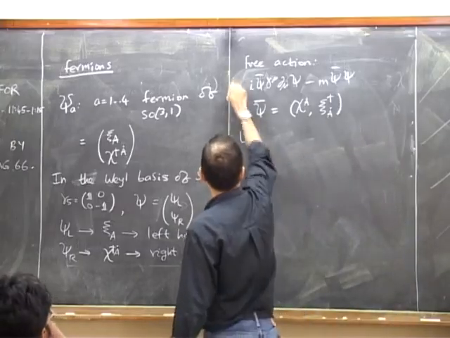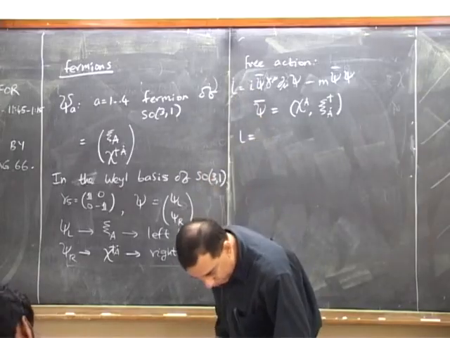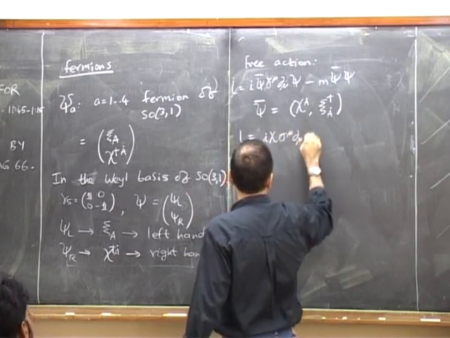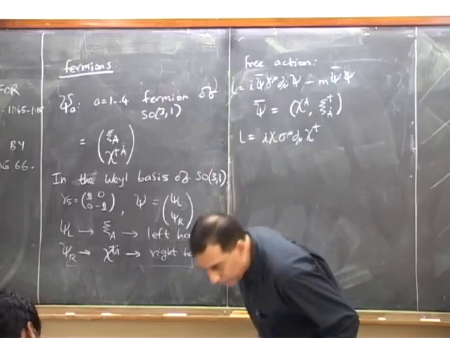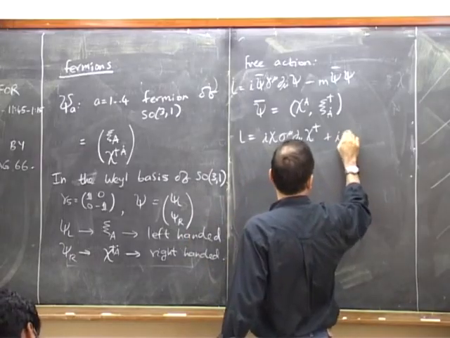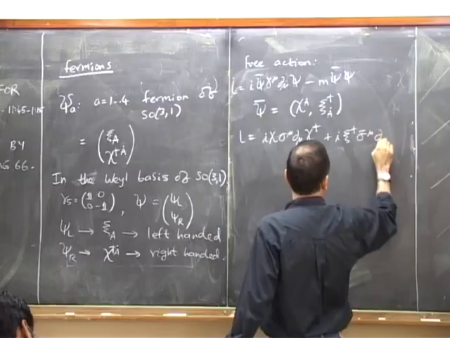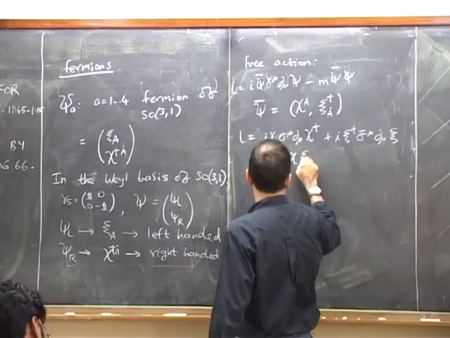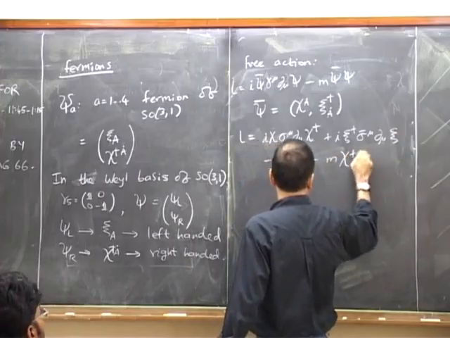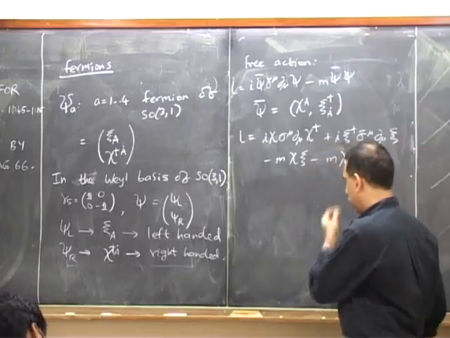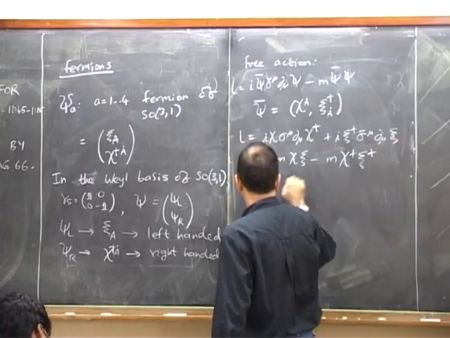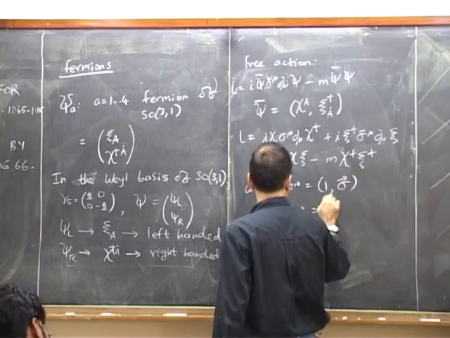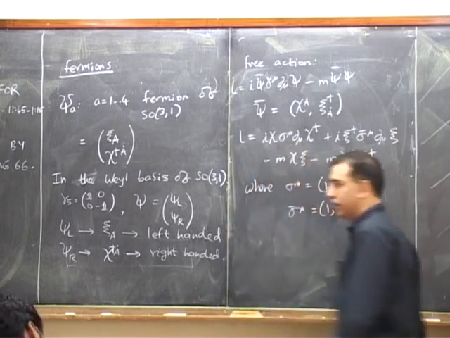And then we find that this L can be written as i chi sigma^mu del_mu chi dagger plus i psi dagger sigma bar^mu del_mu psi minus m chi psi minus m psi dagger, where sigma^mu is 1 and the 3 Pauli matrices, while sigma bar^mu is 1 and minus the 3 Pauli matrices.